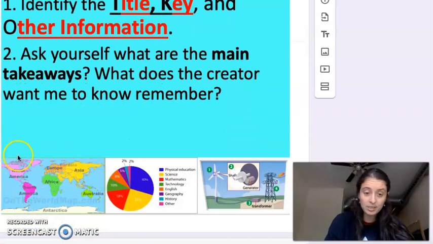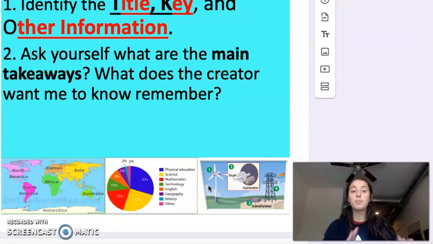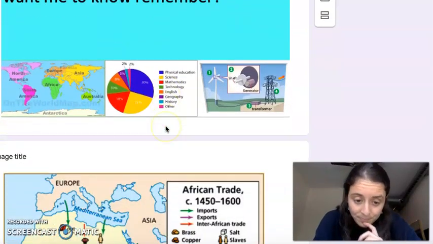This first image here, this is a map. This would be a chart. This would be a diagram. All of them use pictures. The second two use numbers, and we see that there's labels throughout to give us an idea of what the chart, what the map, what the graph is showing us.